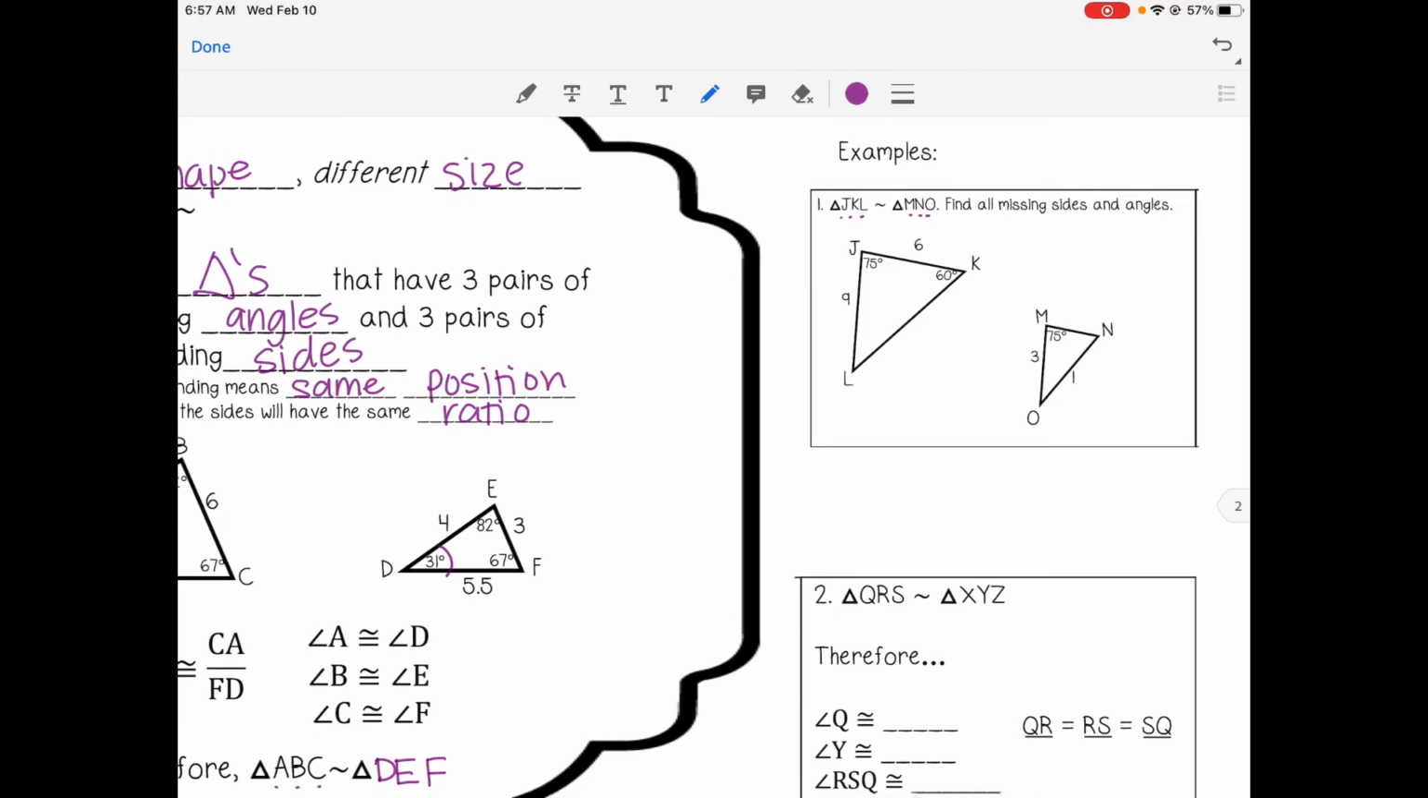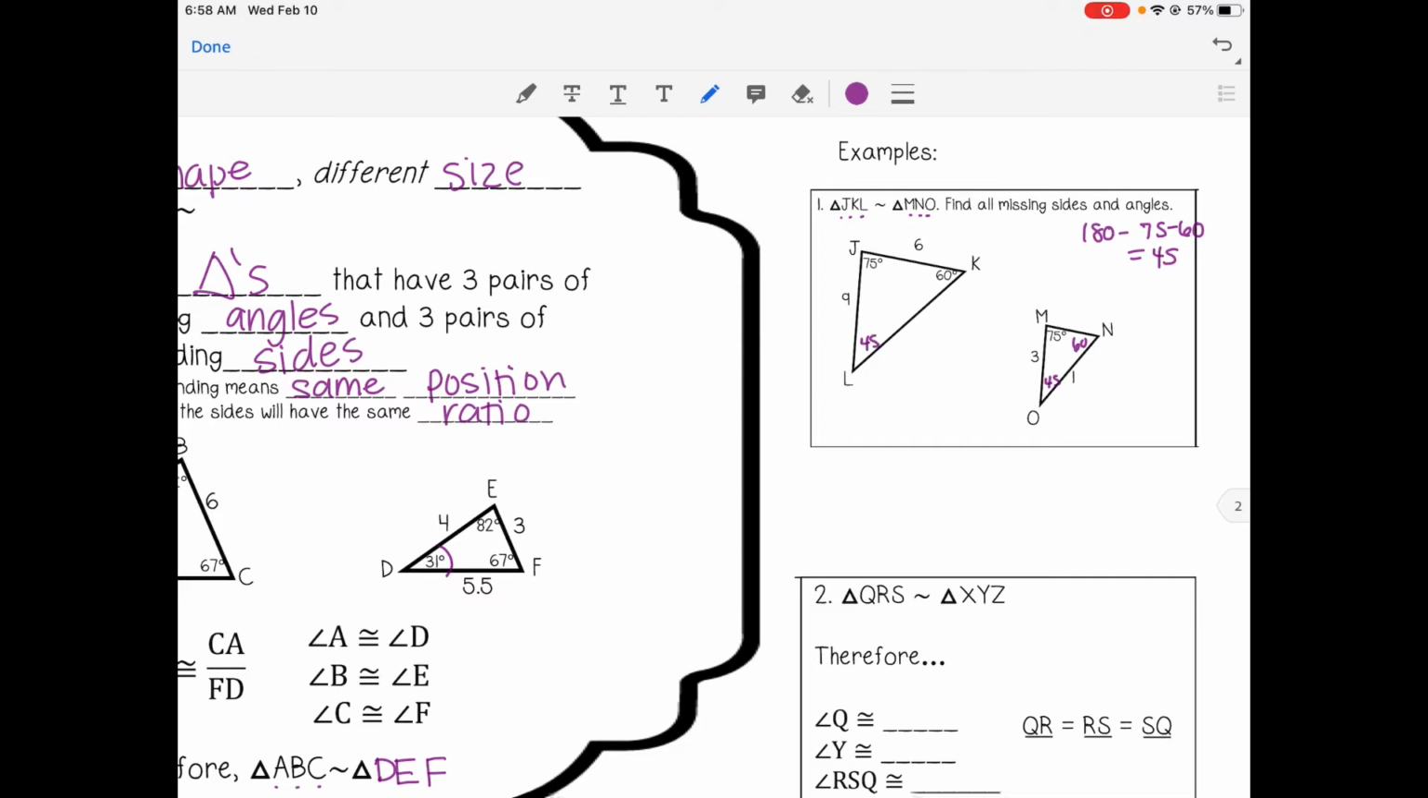K is similar to N, so that means this has to be 60 as well. To get the other side, we could do 180 minus 75 minus 60 equals 45. So that means the last angle in both these triangles has to be 45 degrees.